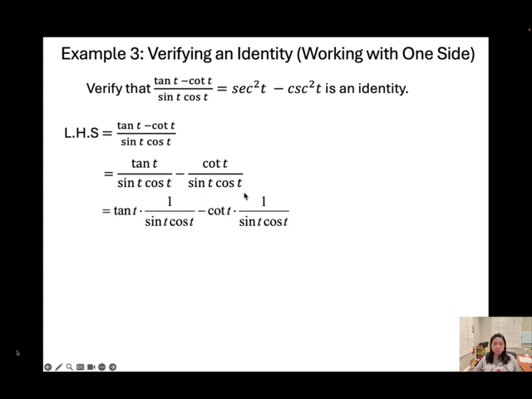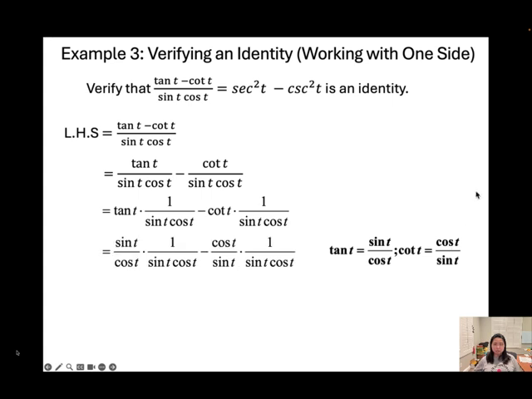Okay, I'll write one more step. I put the tangent t here. Tangent t times 1 is still equal to tangent t. Cotangent t times 1 is going to be equal to cotangent t here. I try to make them the same thing here. I do have a tangent, sine, and cosine. I can't simplify it. Let me try to change the tangent into sine over cosine. Same idea with the cotangent t, that will be cosine t over sine t.